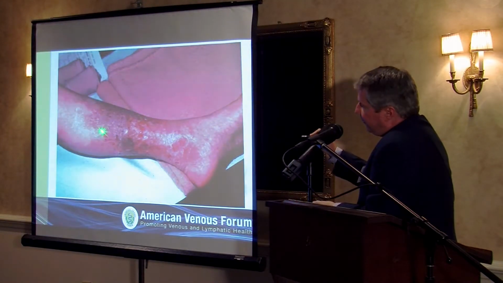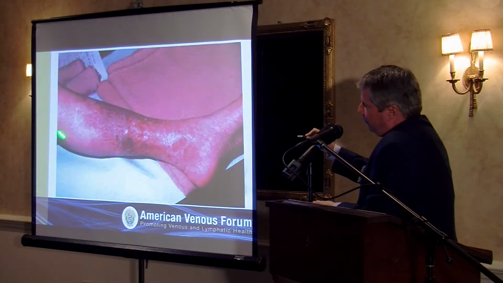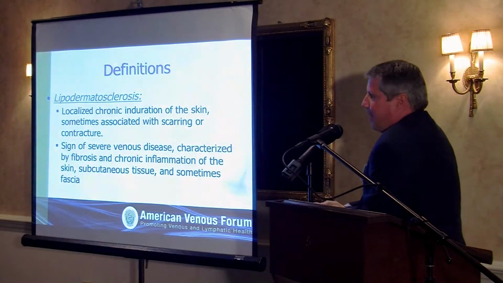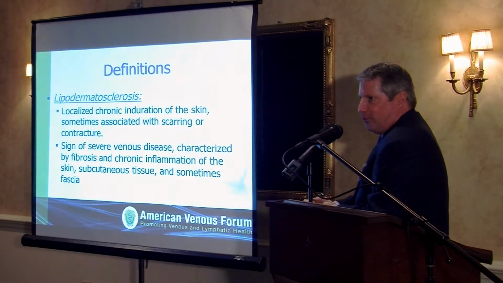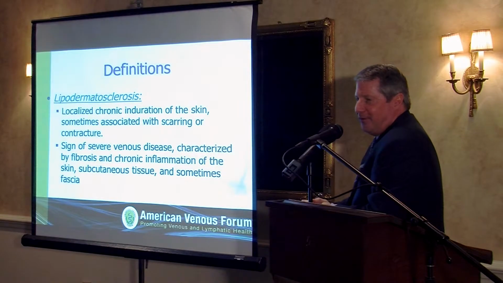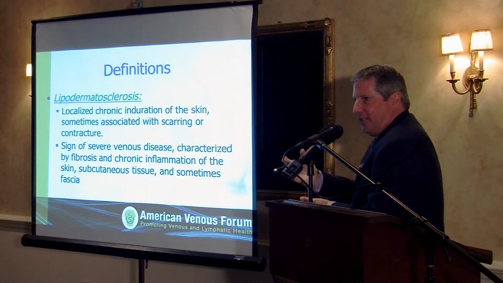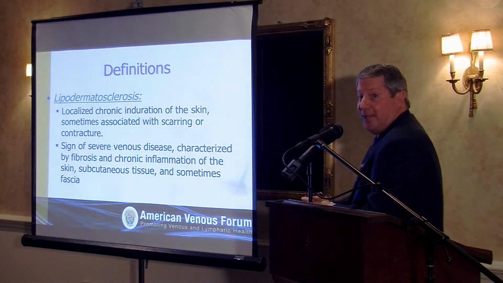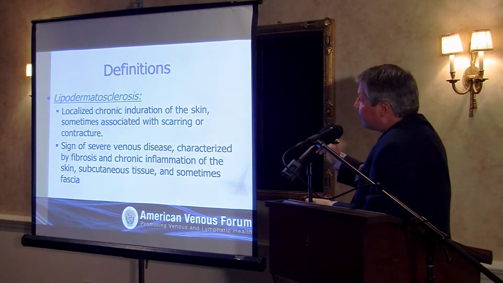Here's an example. Here's a typical gaiter area, normal subcutaneous fat here, and the venous eczema. Lipodermatosclerosis. I asked the medical students to translate that into 3 words: fat skin hardening or thickening. It's inflammation and induration of the skin and subcutaneous fat. It can get quite fibrotic.